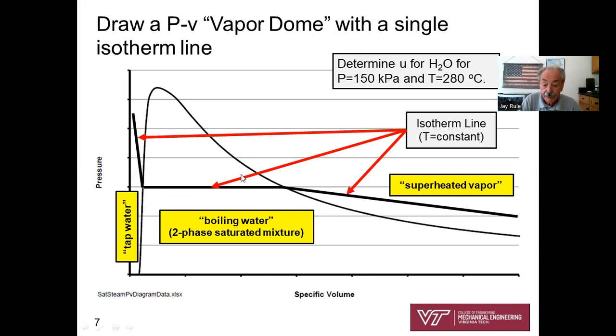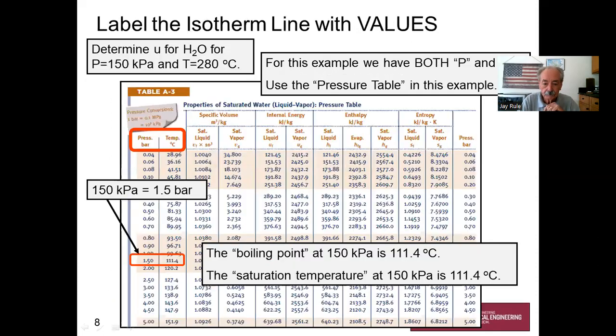Then when it strikes the right-hand side, saturated vapor, it continues to swoop down, sort of around the slope of the dome itself. So it's a slow downward slope for superheated vapor. That's what a line of constant temperature looks like. Just draw that in. You got to have that.